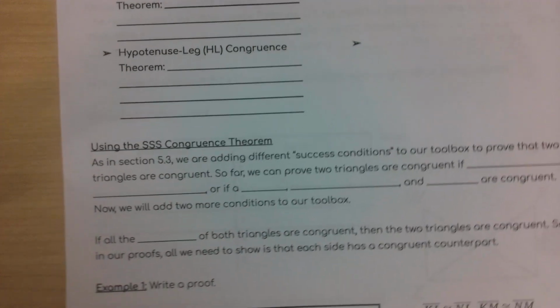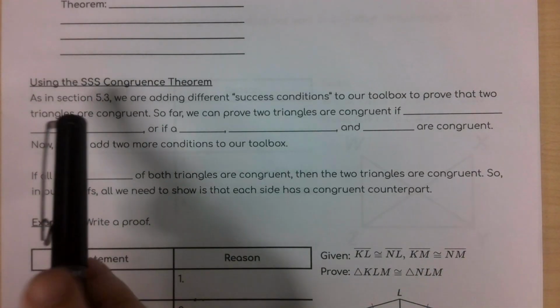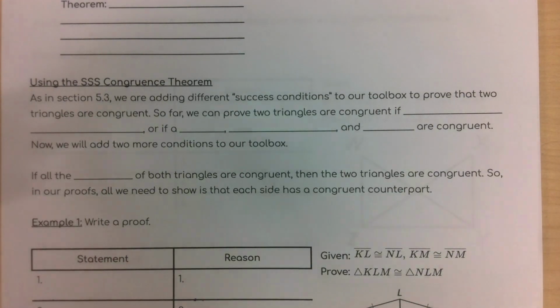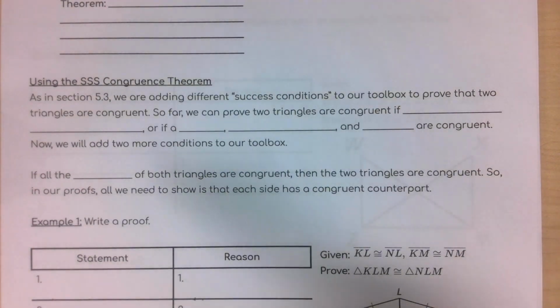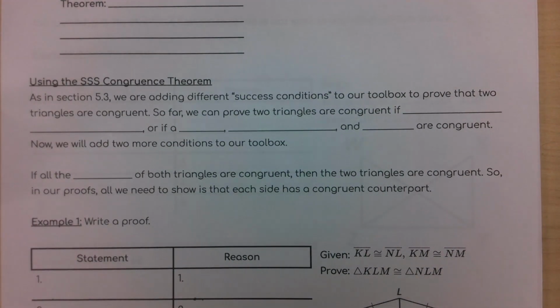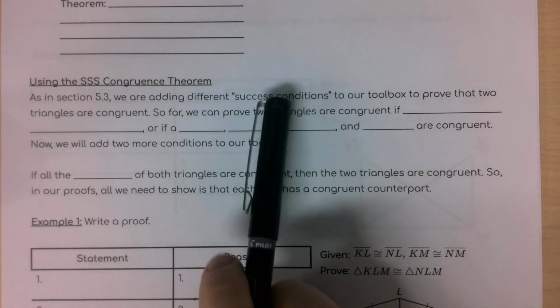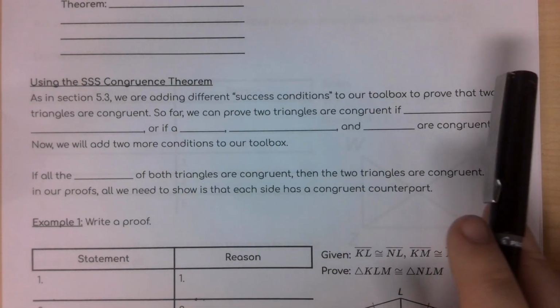Now with this section, just like in section 5.3, we're going to find more ways to prove that two triangles are congruent. I'm going to call these ways our success conditions. When I say that, I mean the different pieces we need to show that two triangles are congruent. One of our success conditions is all sides and all angles being congruent to each other.